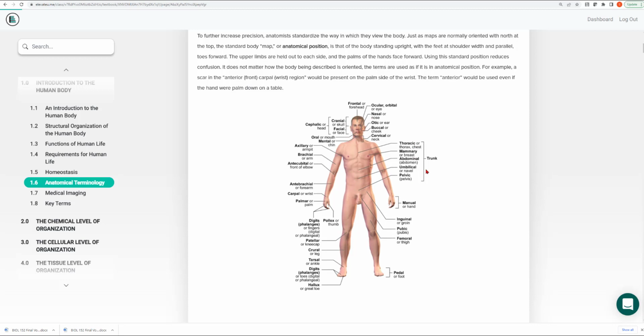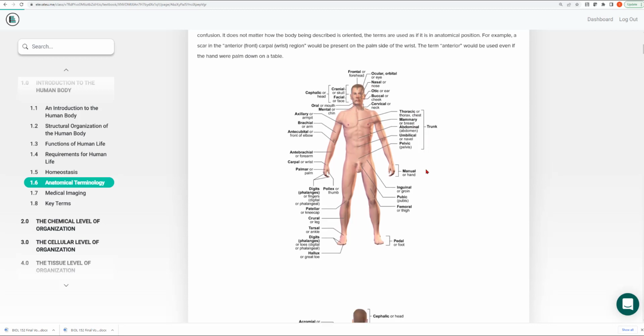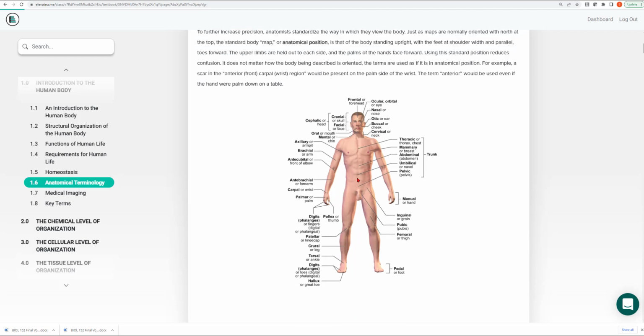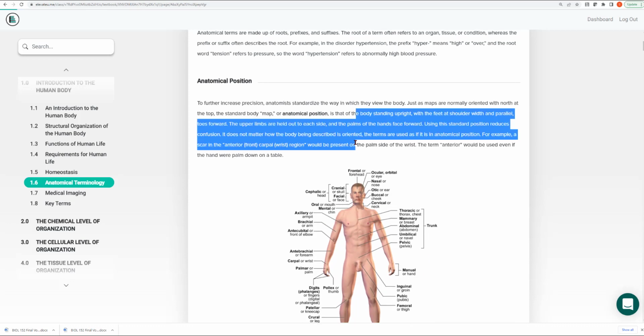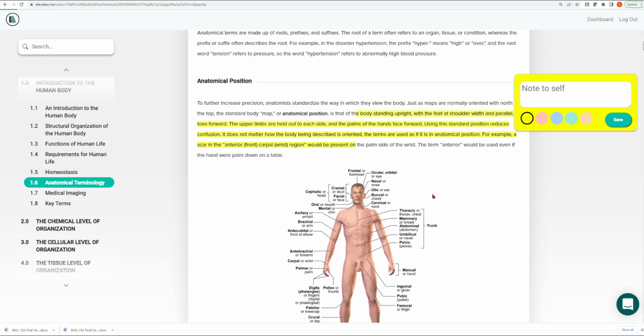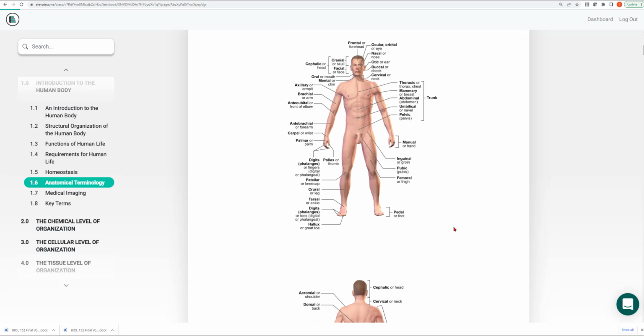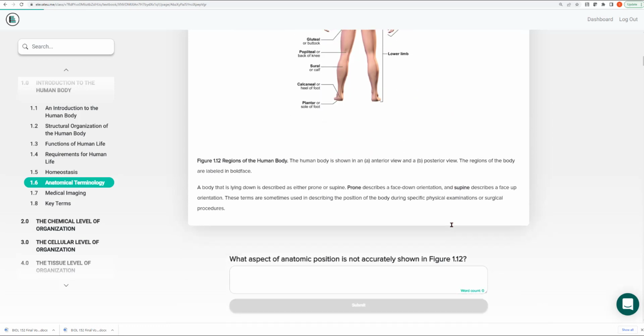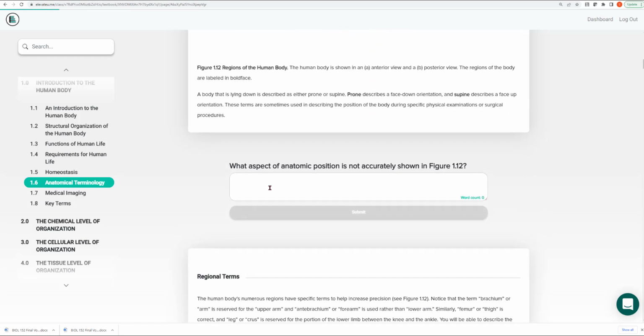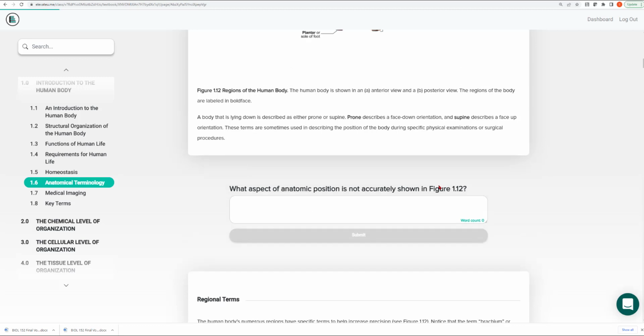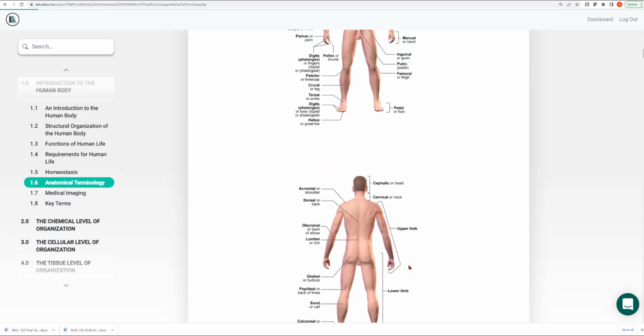Now there's one thing that your lab manual is going to say about anatomic position that is not included here, and I want you to figure that out. It's very easy, but read through what anatomic position is and tell me what is not correct in this diagram. In fact, that question is asked down here. What aspect of anatomic position is not accurately shown in this figure up here?